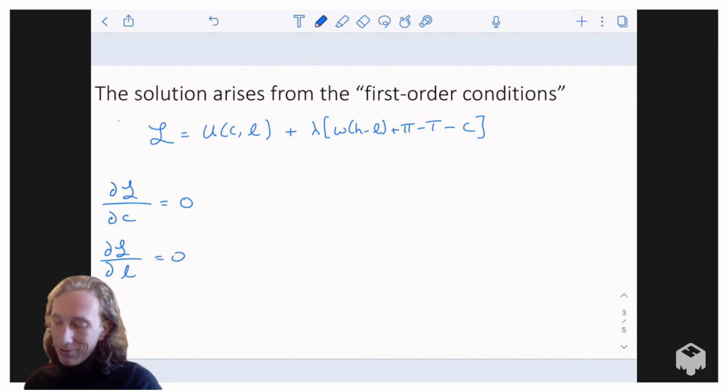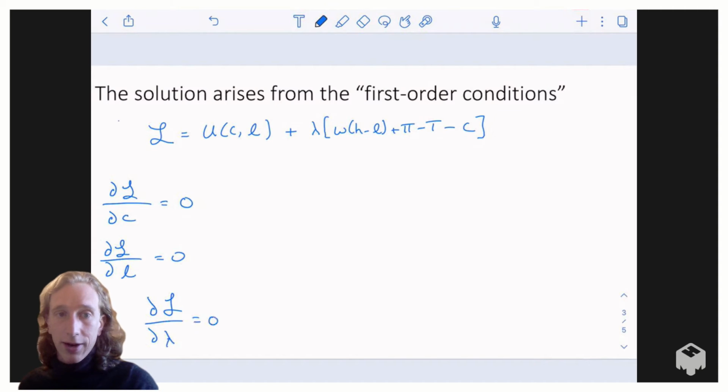And to make room for my head, I better do this slightly to the right here. And the third one will be the derivative of the Lagrangian with respect to lambda, or the Lagrange multiplier, is equal to 0. So when we do the Lagrangian method, we now have these three conditions for optimality. I've taken the derivative with respect to our choice variables, C and L, and I've also taken it with respect to lambda, the Lagrange multiplier. In each case, I'm taking that derivative and setting it equal to 0.